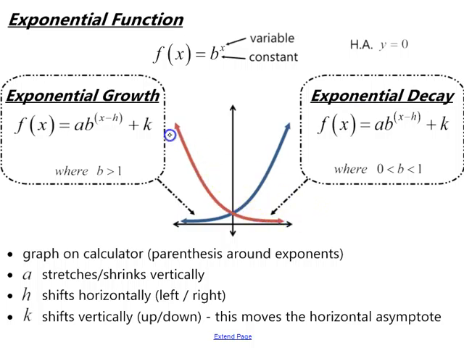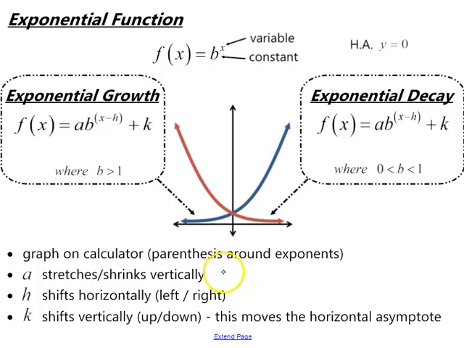When we look at the general function, they're going to be the same, where f of x is equal to a times b raised to the x minus h power plus k. The only difference is, for growth, b is going to be greater than 1, and in decay, b will be greater than 0 but less than 1. A couple tips to remember: when you're graphing this on the calculator, make sure to put parentheses around your exponents.